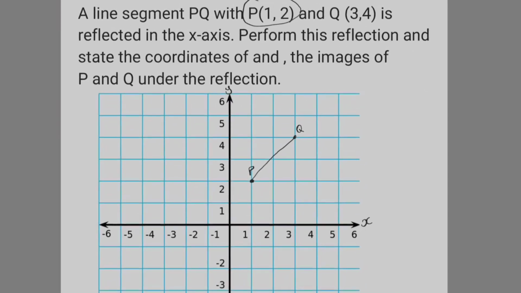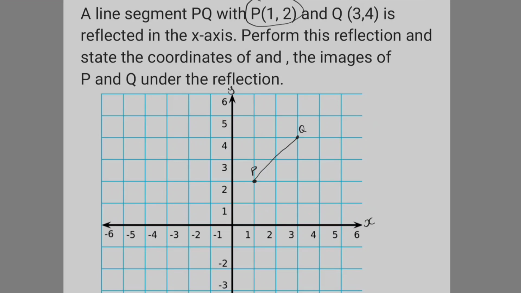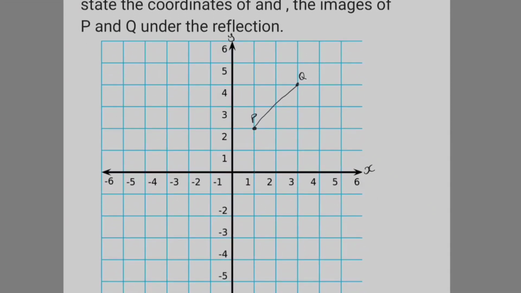It says it is reflected in the x-axis. We know this is the x-axis, so the x-axis will be treated as the mirror line. That is where the reflection will occur. To perform this reflection, we simply count down from P to the mirror line, which is the x-axis, and then the same distance, the same amount we counted, we count out. We move 1, 2 times to reach the x-axis, which is the mirror line, and then we move 1, 2 out again. So this would be the point P prime, which is the image of the point P.